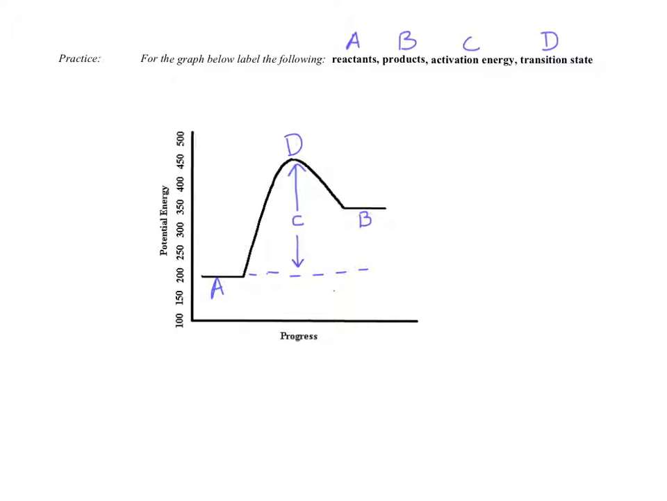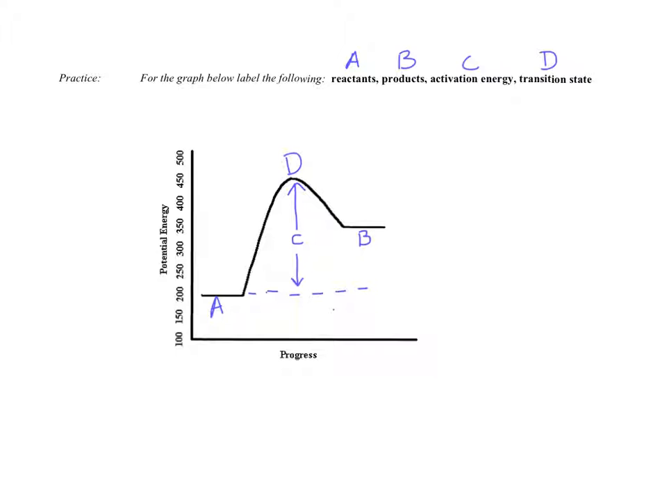Another thing you could be asked to do with this is, for example, draw what a catalyst would look like. So I'm going to draw a catalyst in red. I would just draw a line, usually dotted because you're showing it's kind of a new thing, and you're just going to lower the hill height. Notice that the product and the reactant height are still the same. That doesn't change the energy there. You're just lowering the height of the activation energy to show a catalyst.